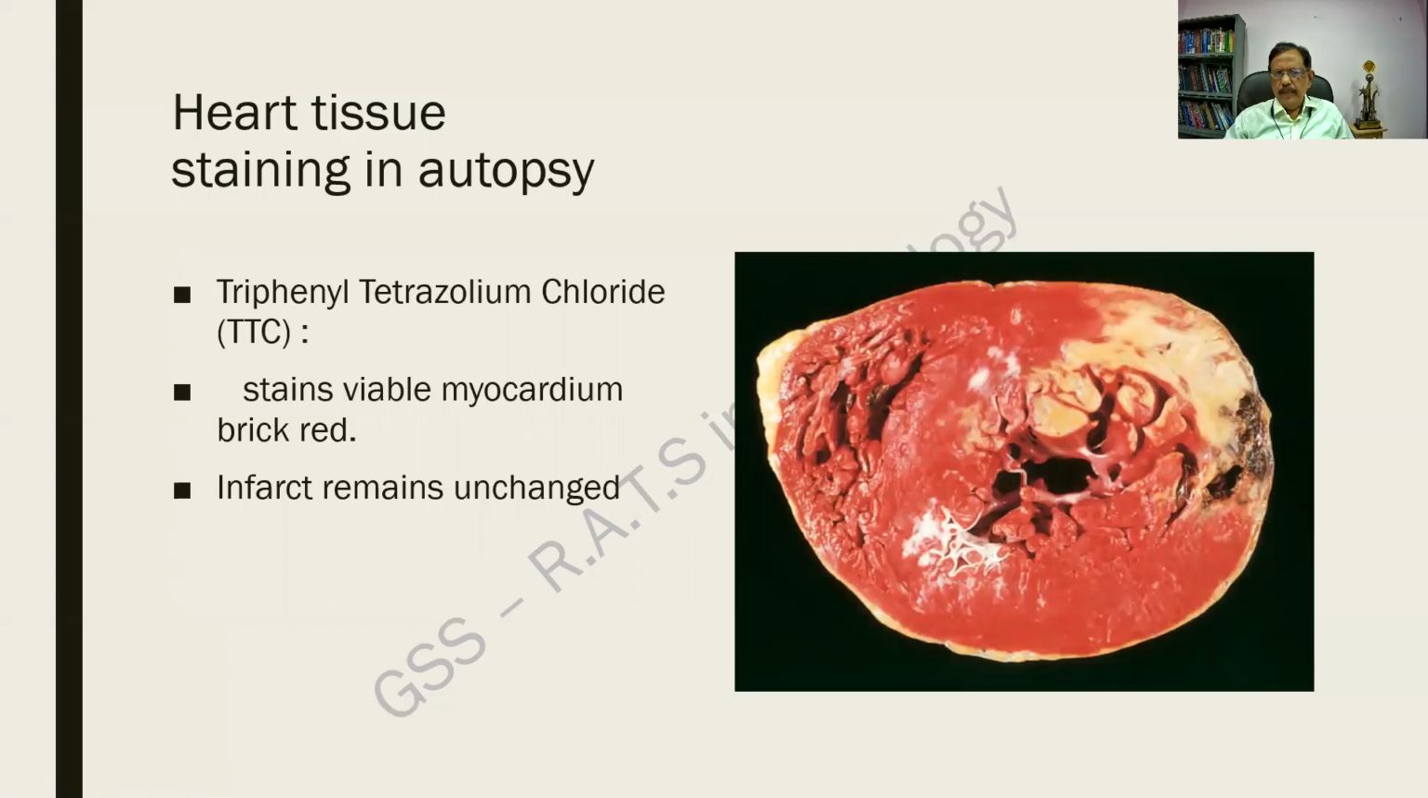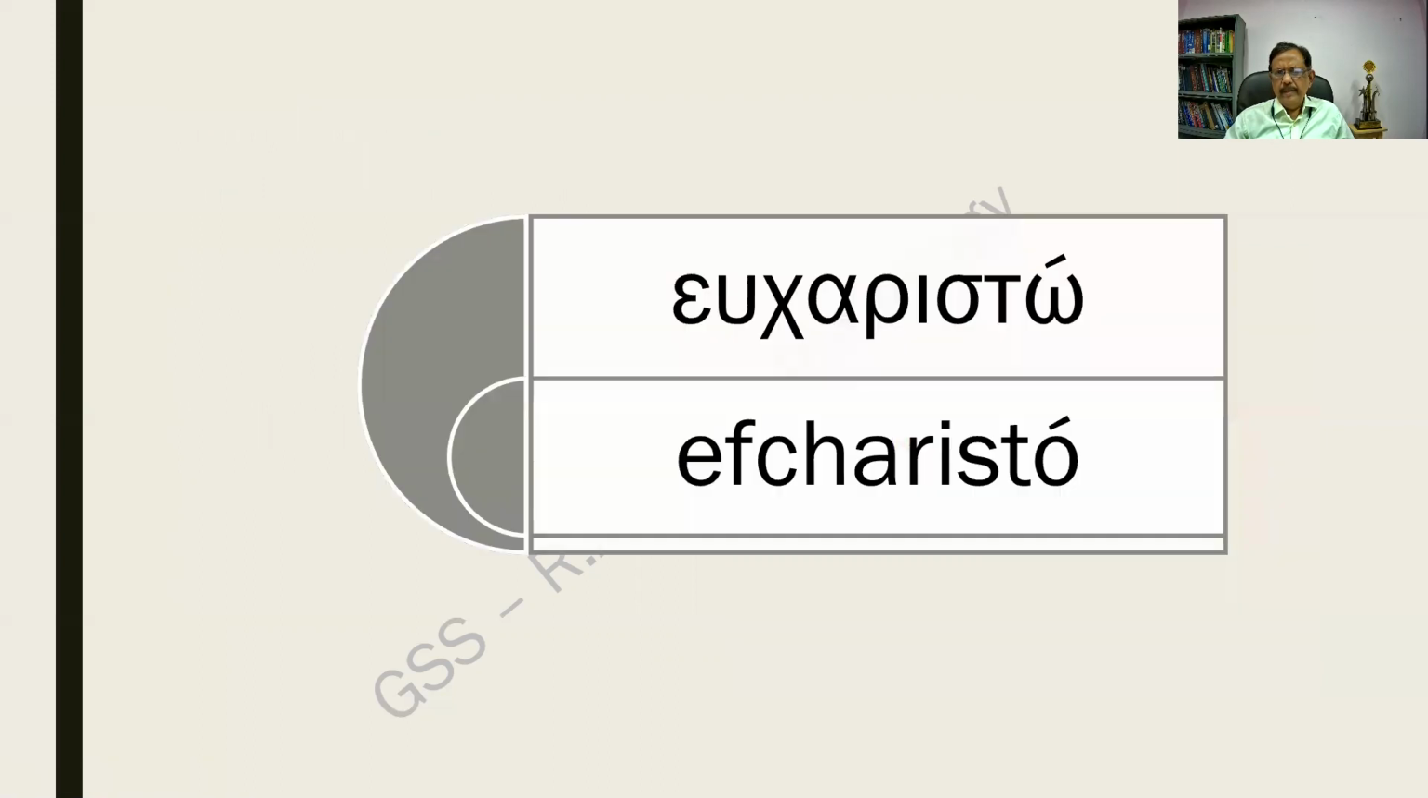So I hope that you people have understood. Once again, a piece of warning, it is a difficult question, but if you prepare systematically, it will be easy. ECG changes, enzyme changes, cardiac changes.